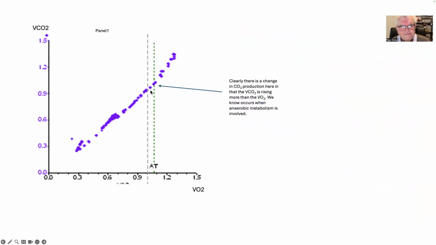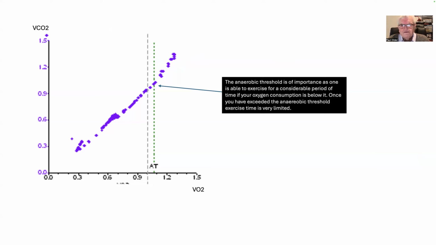Clearly, at this point, there is a change in CO2 production in that the CO2 production on this axis is rising. Now, that's important. We know that when anaerobic metabolism is involved, there is a rise in CO2. This then represents the point during exercise when anaerobic metabolism is needed to supplement, not replace, supplement aerobic metabolism in order to maintain ATP. This we term the anaerobic threshold.